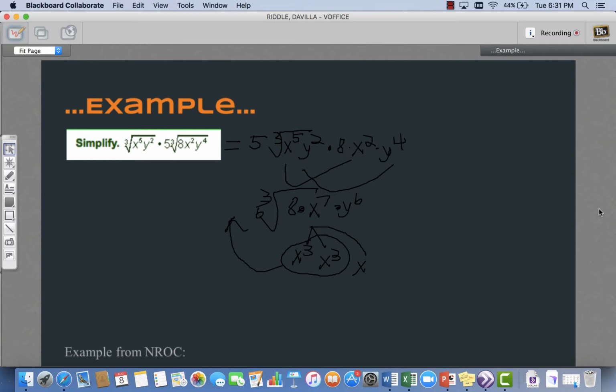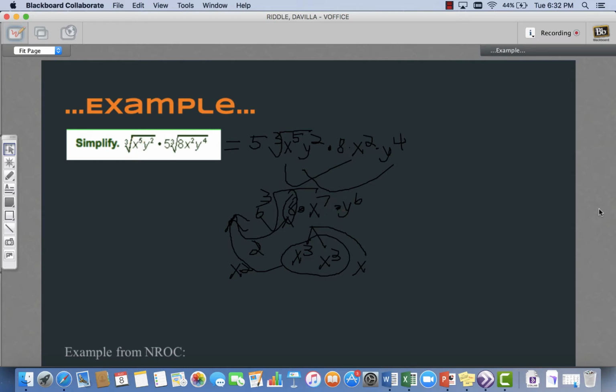With the 8, you can see that there would be a 2 times 2 times 2. So this 8 would turn out to be 2 in the end. So far we have x squared and a 2 on the outside. So it's not too bad, not too difficult. It's just an additional variable added here, which is the y to the 6th power.